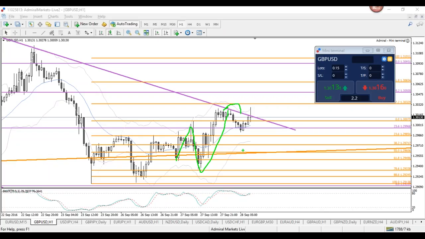Great, Dogon managed to catch it. Excellent, good job. So now I think that price is at a pretty important point. We got a trend line here.